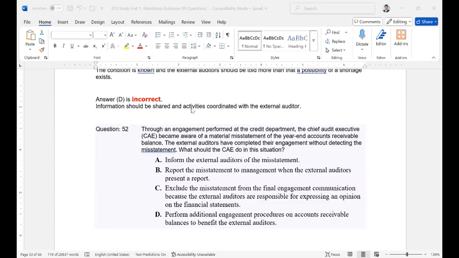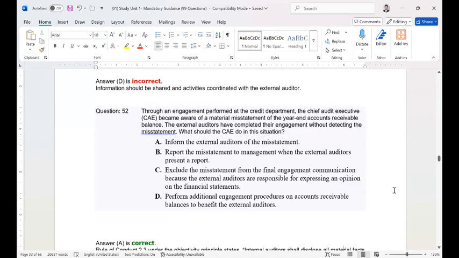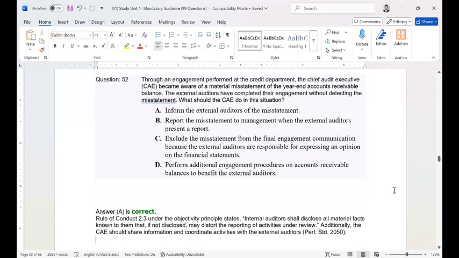Session is not over. Sorry. 52, what is the answer? A. B. A. Inform the external auditors, report the misstatement to the management. Let's go down. A, yeah. If there's a mistake, inform them.